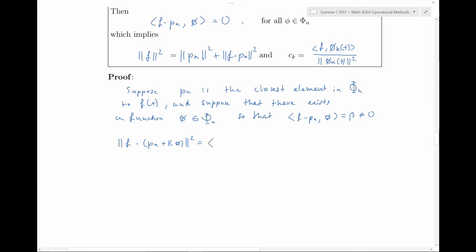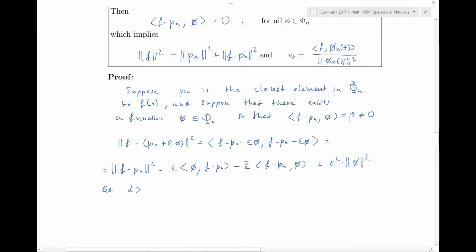This is equal to the inner product of f minus P_n minus epsilon phi with itself, which is going to be the norm of f minus P_n squared, minus epsilon times the inner product of phi with f minus P_n, minus epsilon conjugated times the inner product of f minus P_n with phi, plus epsilon squared times the norm of phi squared.